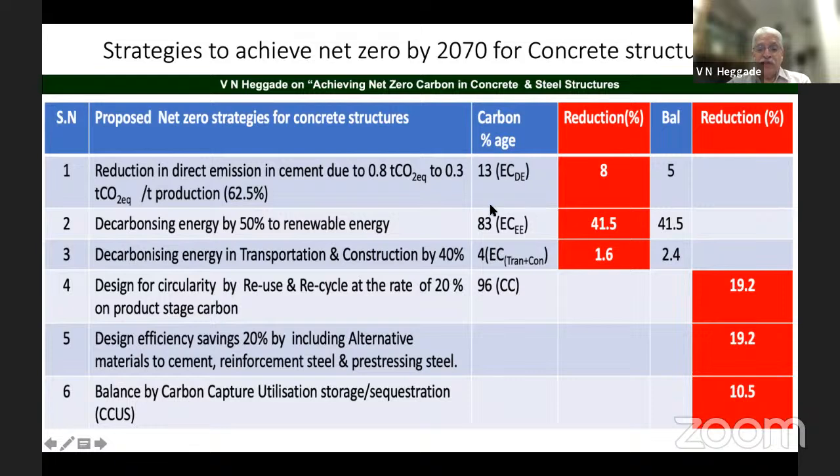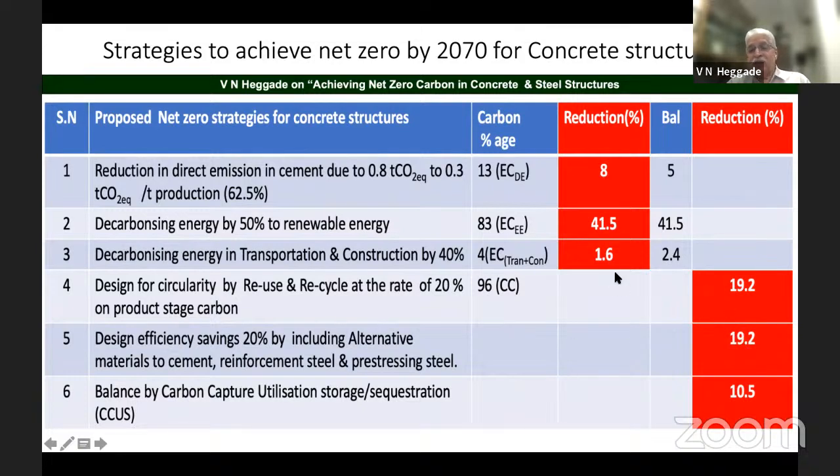So this 96%, 83 plus 13%, out of this 96%, even 20% by the circularity design, if it can be brought down, 19.2% carbon dioxide emission will be able to be brought down. And design efficiency by 20%, if it is possible for us to bring down, around 19.2% carbon dioxide emission in the case of the concrete structure will be able to be brought down.